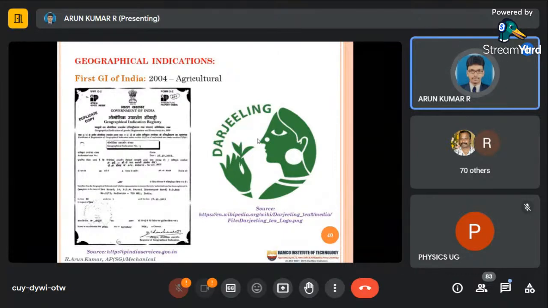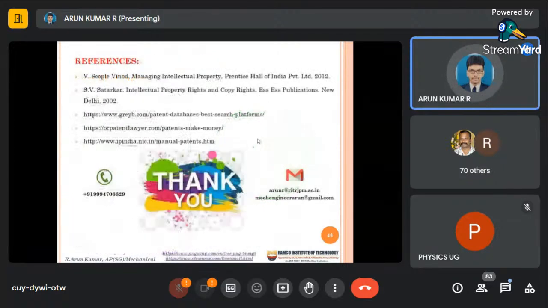And that is all about the different types of IP. Hopefully you got an understanding of what this IP actually is, why we should have a keen focus on IPR, what the different types of IPR are, what they are focusing on, and the way they can be protected. So all these things we have gone through here.